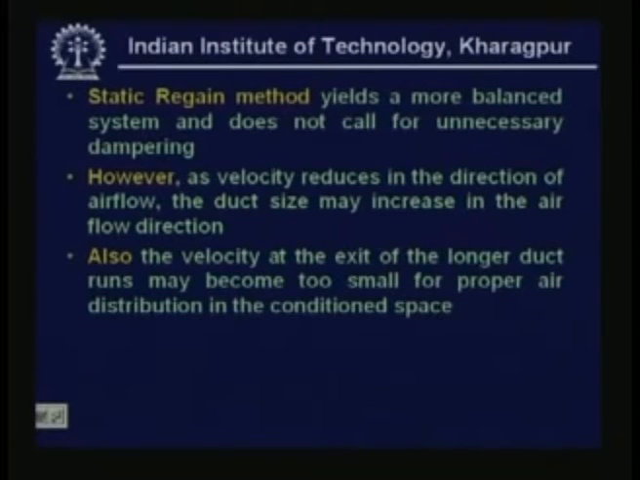That means, let us say that you start with some velocity in the main. Then you go on reducing the velocities in the direction of the airflow, and finally at the supply air outlet, you may find that the air velocity is too small. Too small means what? Too small for proper air distribution inside the conditioned space. Because you have to reduce the velocity, because you are trying to convert the velocity pressure into static pressure rise. So, that is the principle of this method. So, as a result, when you are using this method, velocity reduces in the direction of airflow, but if it reduces too much, then it may affect the air distribution in the conditioned space. This is another problem of the static regain method.